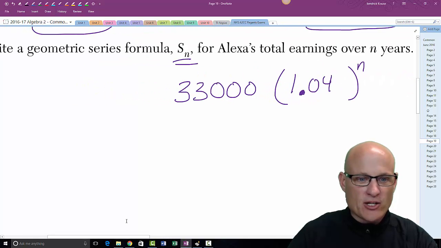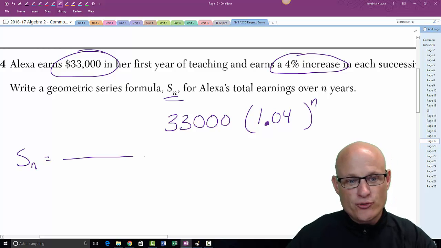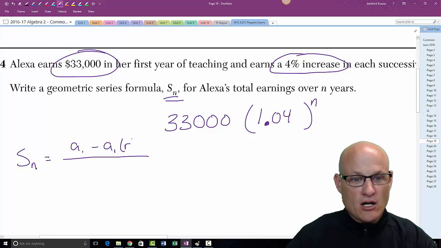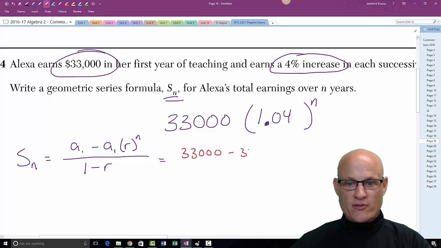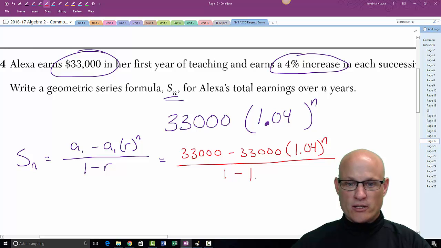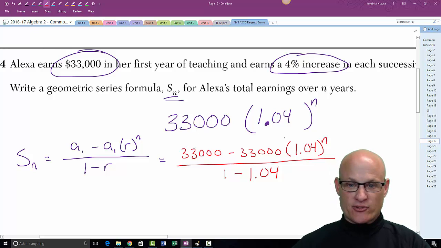So we're going to use that formula. I'm not going to go back and look at it, I'm just going to write it down. Our formula, S sub n, is equal to a sub 1 minus a sub 1 r to the n, all over 1 minus r. So in our case, we're going to just write it up. Let's go. 33,000 minus 33,000 times 1.04 to the n, all over 1 minus 1.04. That's it. That's our formula. That is the answer to the question.